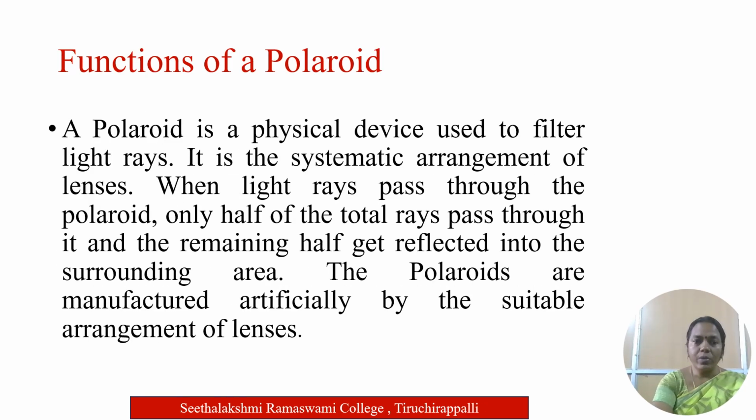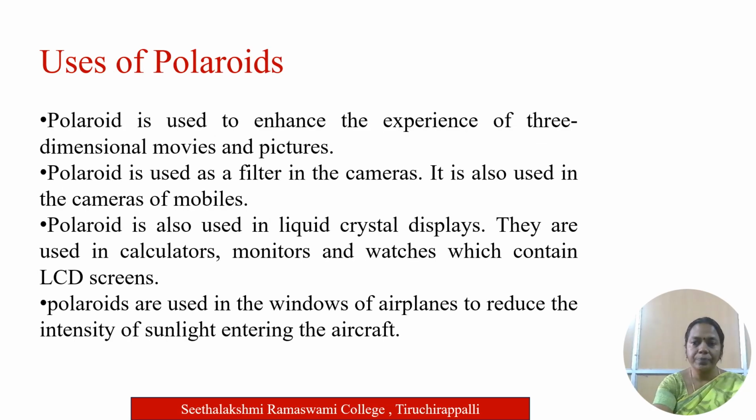Now let us discuss the functions of a Polaroid. Polaroid is a physical device. It's used to filter light rays. It consists of a systematic arrangement of lenses, and when light rays pass through these Polaroids, only half of the total rays pass through it and the remaining half get reflected into the surrounding area. The Polaroids are manufactured artificially by a suitable arrangement of the lenses.